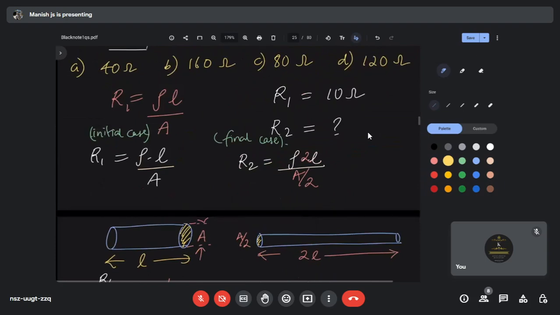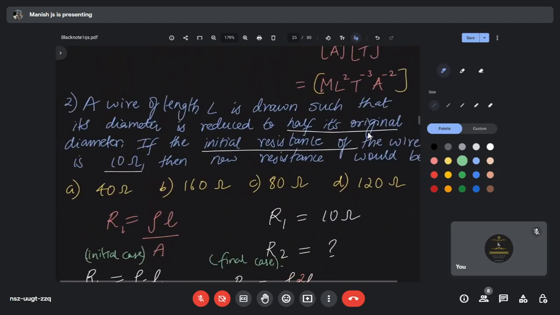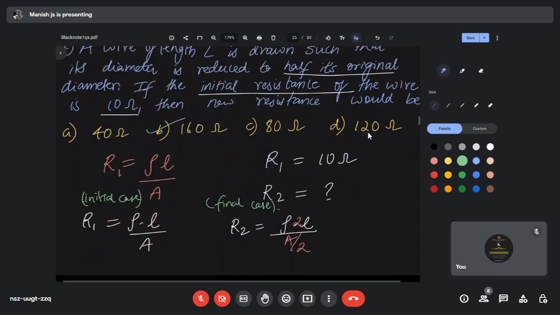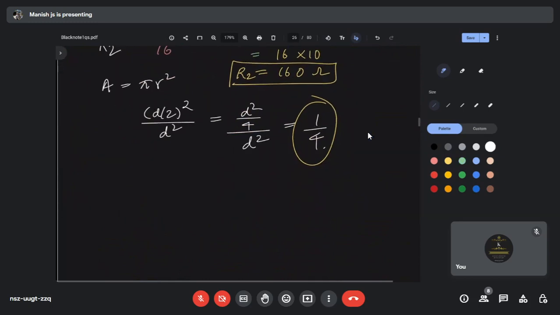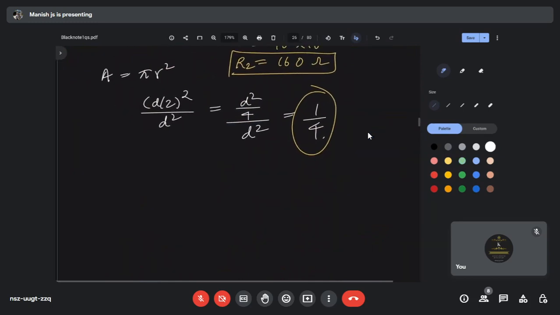So what is our answer? Our answer is option B. Okay, B, 160 ohms is the answer. I hope now it is clear how to approach this question. So now let's go on to the next question.